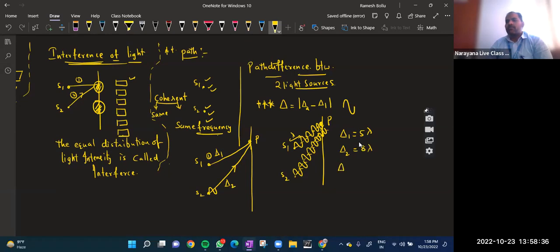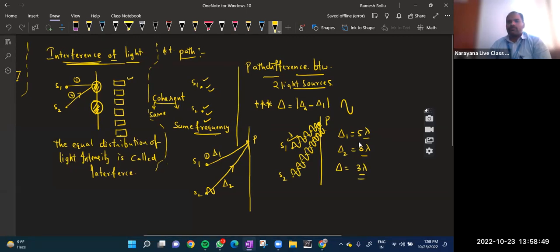Now, what is the path difference between the two light waves? Big path minus small path. How much is that? 3 lambda. Understood or not understood?